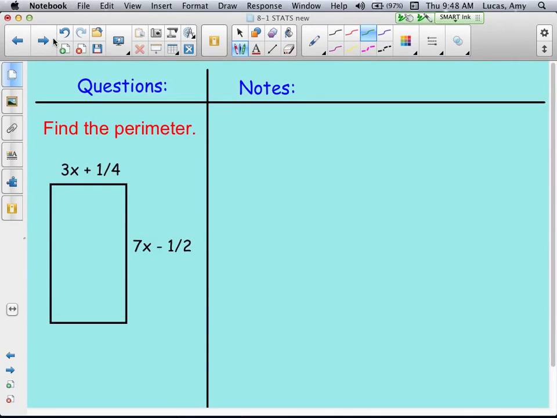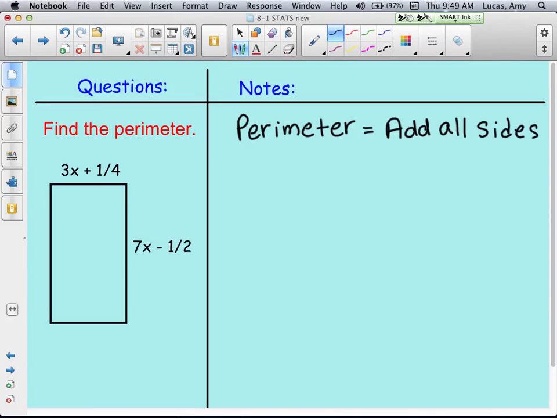Okay, find the perimeter. This shape is a rectangle. So we are going to find the perimeter of it by adding all of the sides. So perimeter, we add all of the sides. That would be the distance around a figure. Remember, when you're adding all of the sides, it's not just the ones that have a polynomial written by them, it's all of the sides. So I have 3x plus 1/4, and there's 2 of those. And then my other 2 sides, 7x minus 1/2, there are 2 of those.